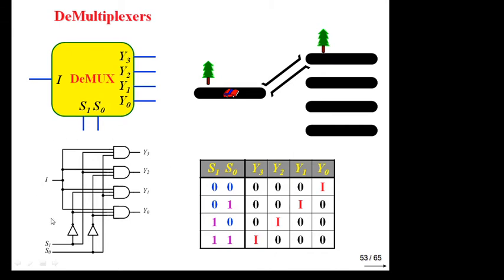This is your circuit diagram. S0 bar, S1 bar. What is Y3? It is nothing but S1 S0 into I. So S1 S0 into I. Similarly, Y1, it is 0 1. S1 bar, S0 bar. This is your S1 bar, and this is S0 bar into I. So there will be 4 outputs.